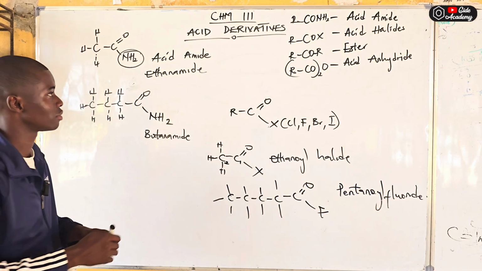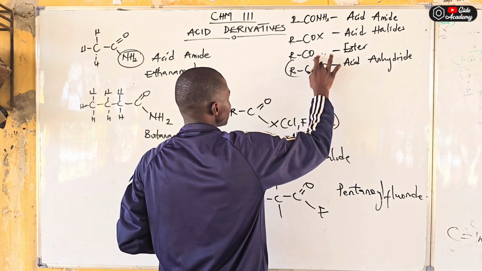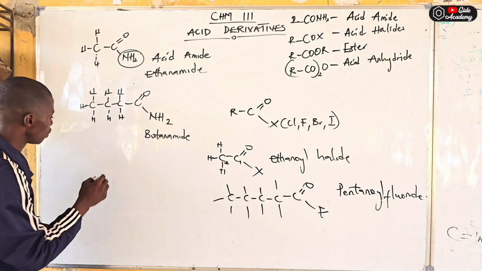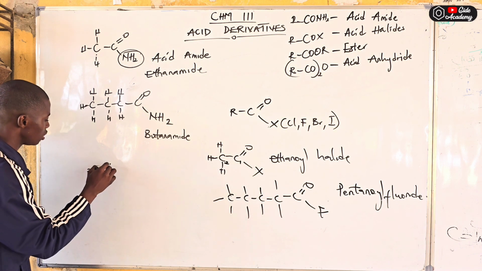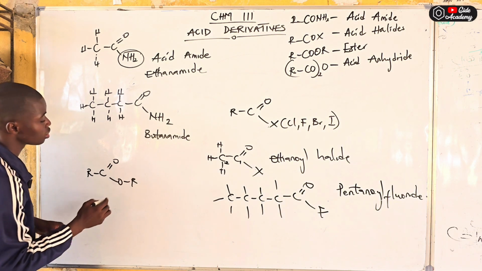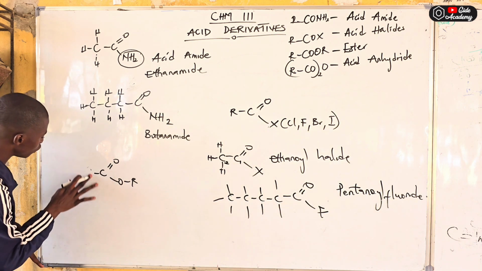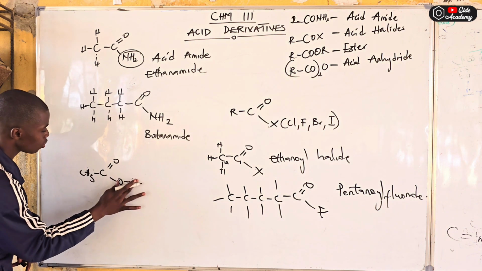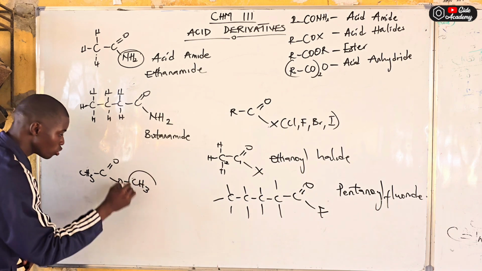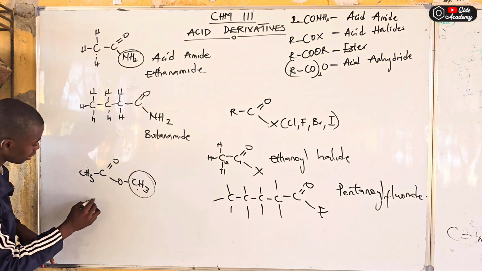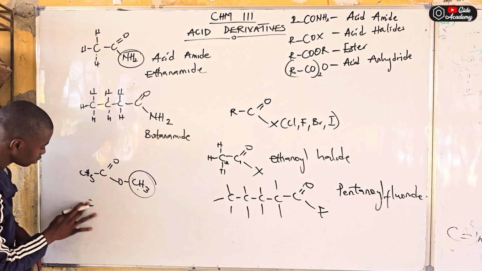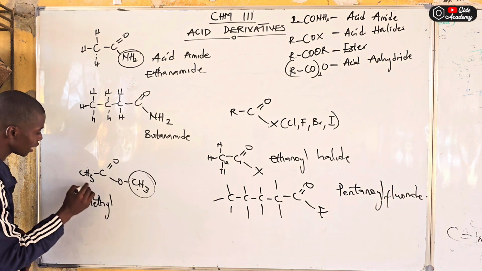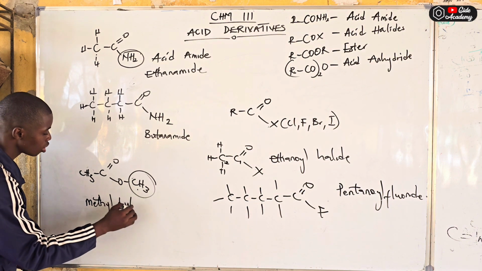What about for ester? Please, ester is COOR. Please take note of that. Ester is COOR. So in that situation, you're going to have something like RCOO, and here will be R. So if I should replace this by carbon, let me just put a CH3 here, and here is a CH3. So your mind should go to this one. What is here? It's methyl. How many carbon atoms do you see here? 2. So 2 is butanoate.